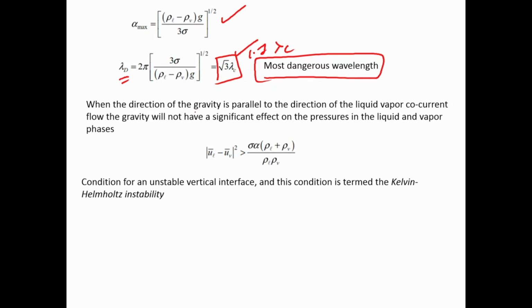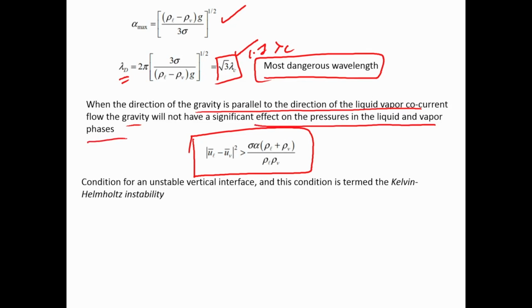Now, in these cases the gravity was perpendicular to the flow direction. In the case of the other configuration, the vertical flow, you actually have gravity which is in the direction of the flow. In that particular case you can show this, and there gravity does not have a significant effect on the pressure of the phases. So, there you have this particular expression satisfied. It is basically UL minus UV squared, and on this side only surface tension now plays a role, which opposes.